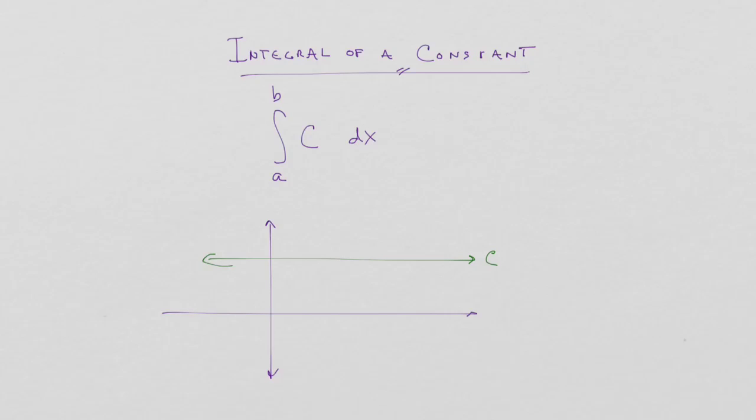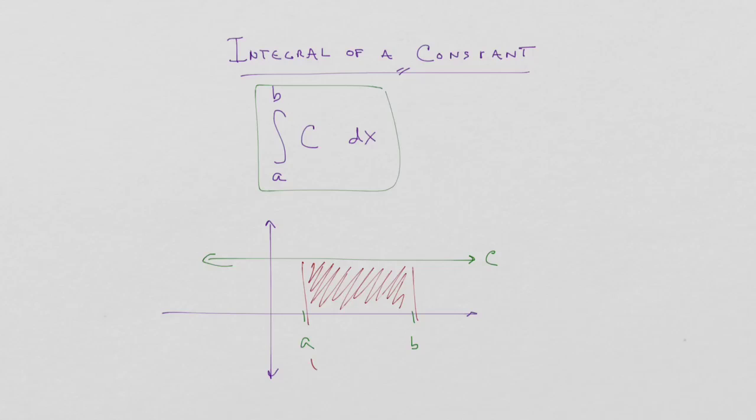So this green line is my function c. It could be at a height of whatever c is, right? So what I'm doing here with this definite integral is attempting to find the precise area underneath the curve from A to B. And this is like the easiest thing ever, because the area underneath this curve is not even really the area under a curve, it's the area under a straight line. So the shape that I am generating here is a rectangle.